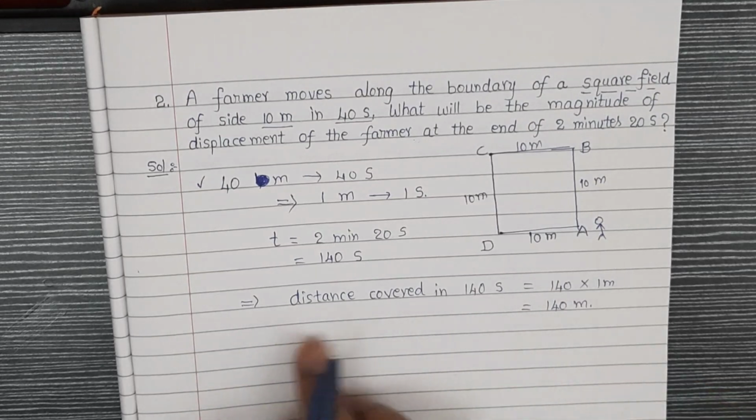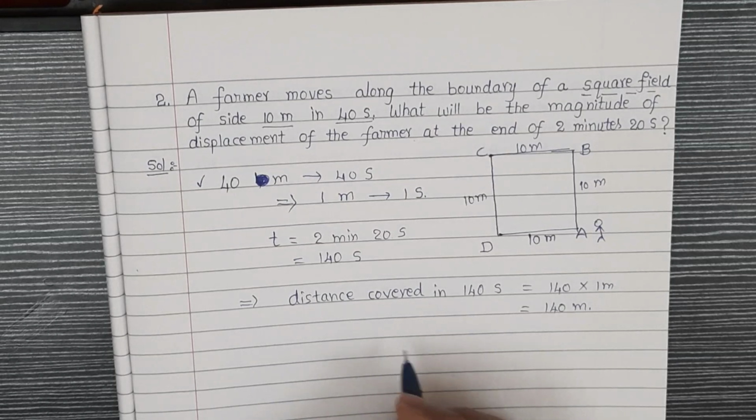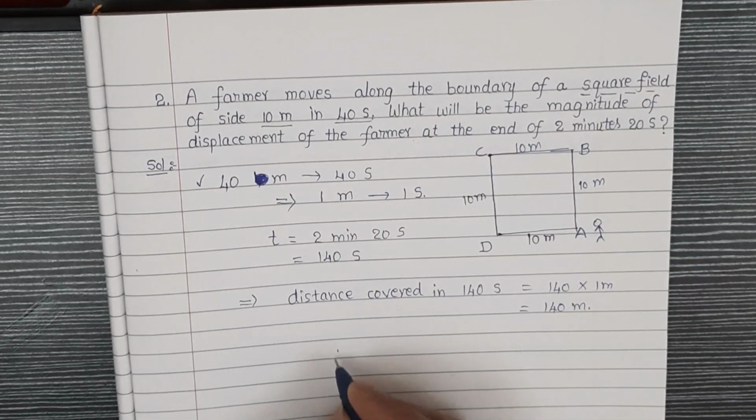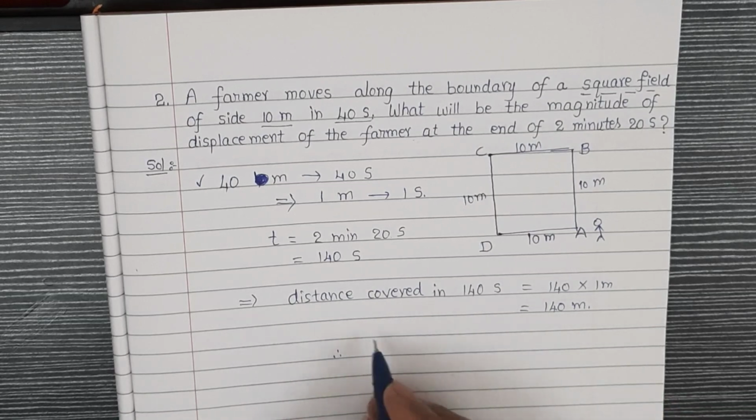Now we know how much distance the farmer has covered. Okay, let us take how many rounds he is actually completing. This is the distance, not the displacement.